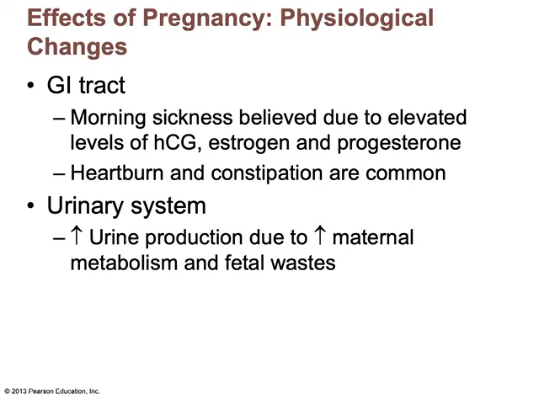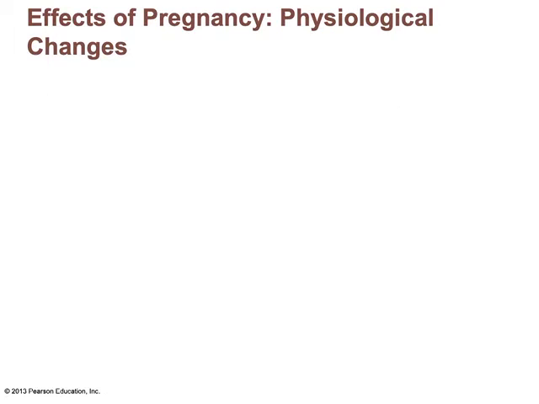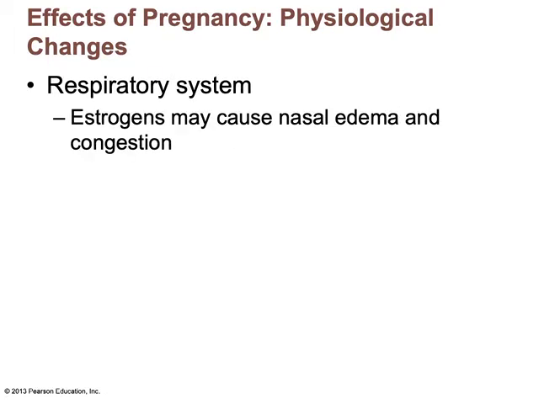Urinary system increases urine production because of the increased maternal metabolism and fetal waste. Okay? And you get frequent urgent urination because of stress incontinence on the bladder, because the expanding uterus is over the top of the bladder and producing pressure on it. Okay? The respiratory system may exhibit nasal edema and congestion.